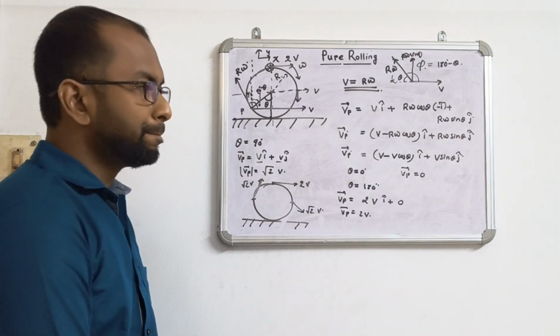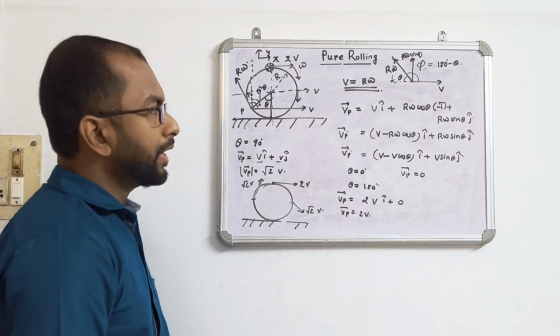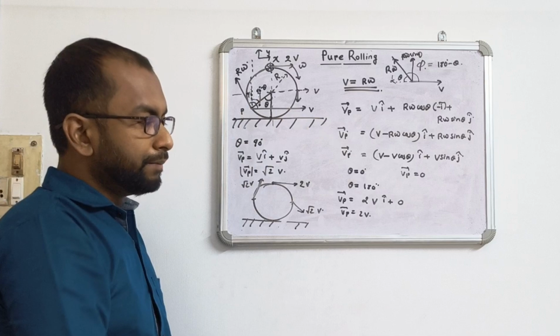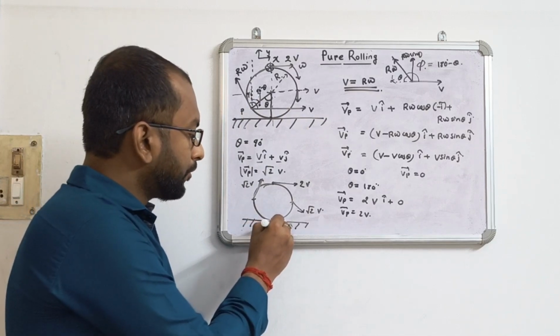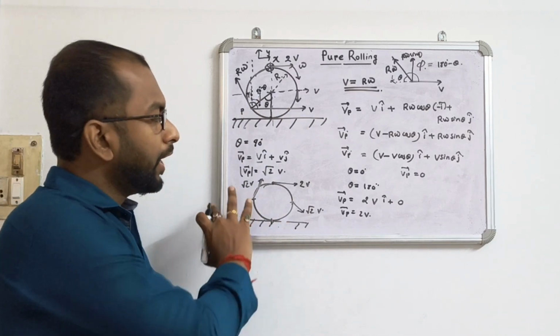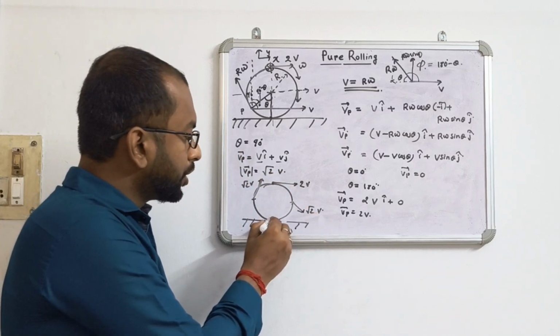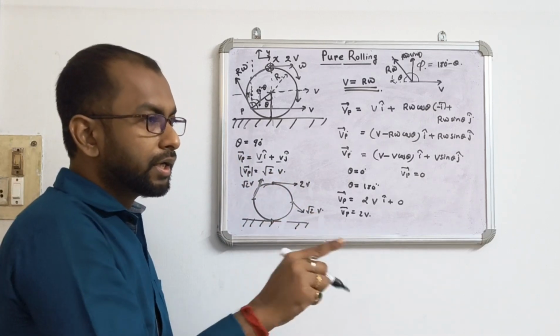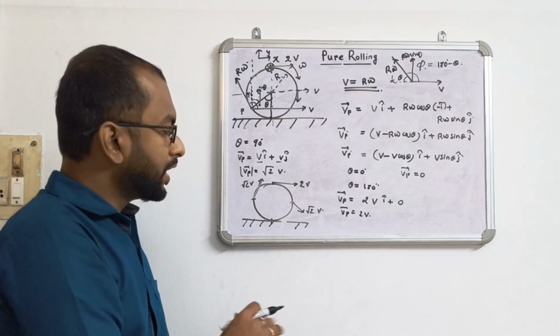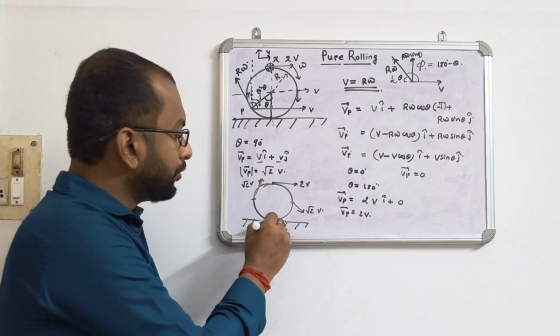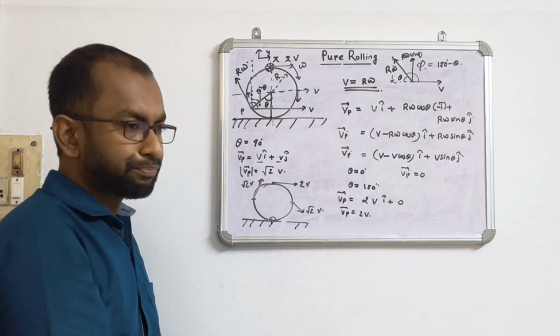So see, you can draw an analogy that for a pure rolling body, this is the point of contact having velocity 0. So the entire body is rotating with respect to this point of contact at that instant. So at that instant, the entire body is rotating with respect to the point of contact only.